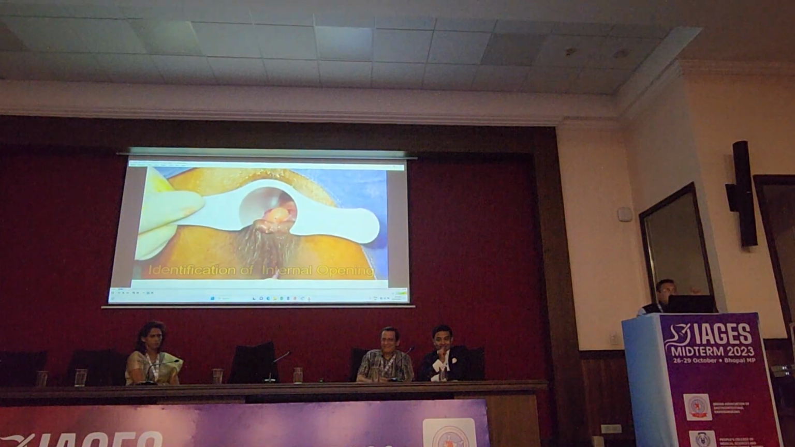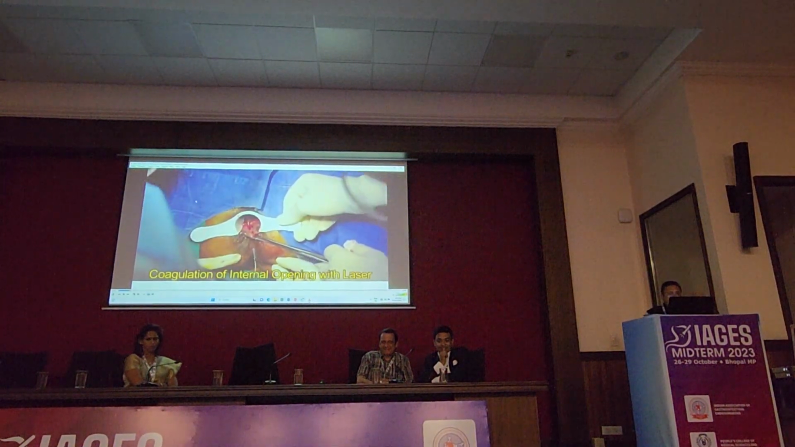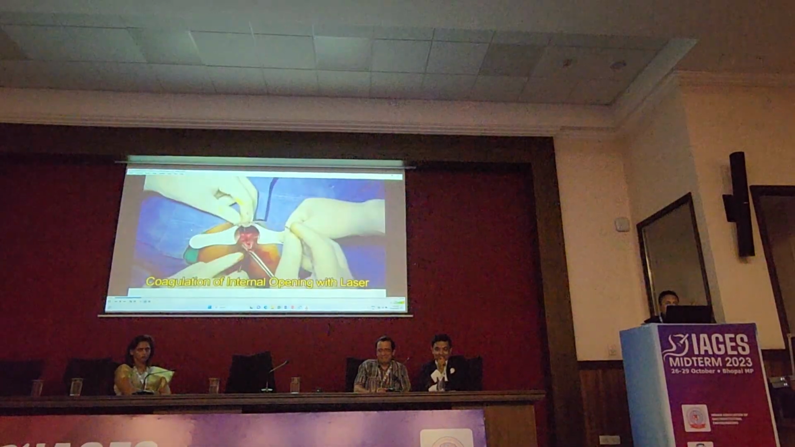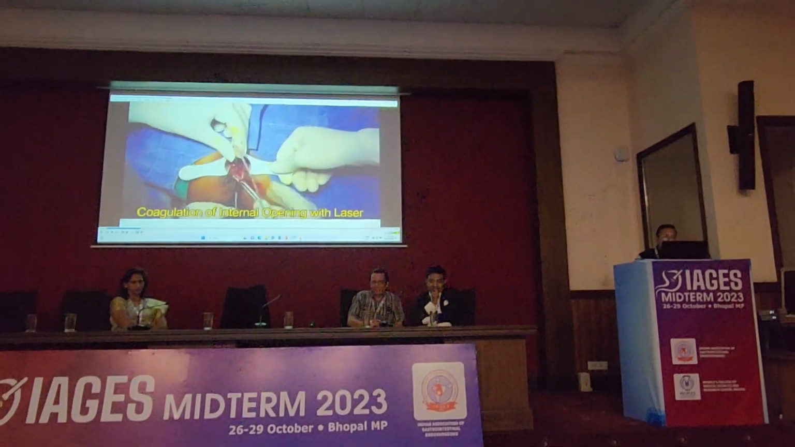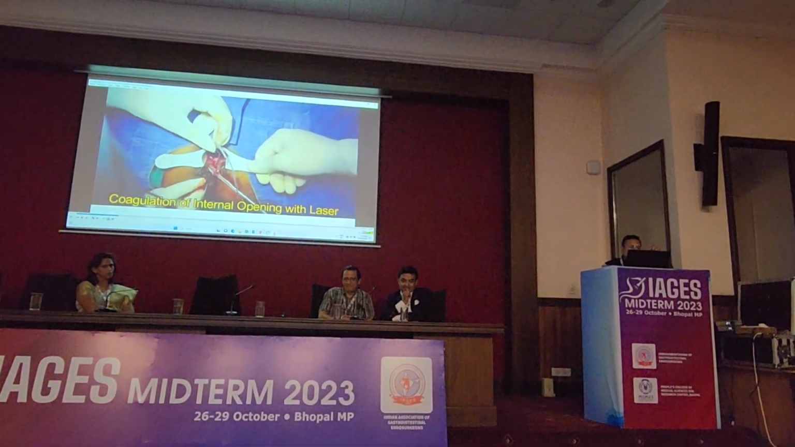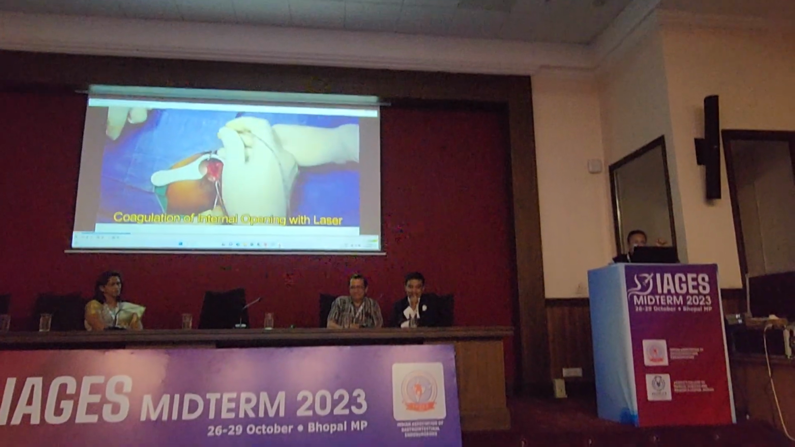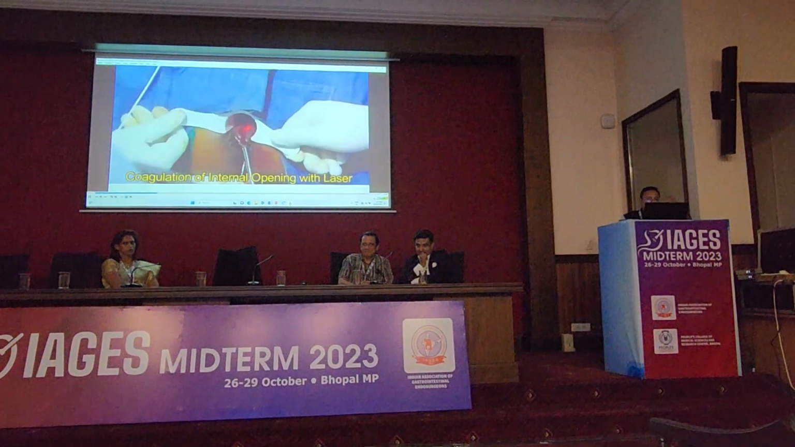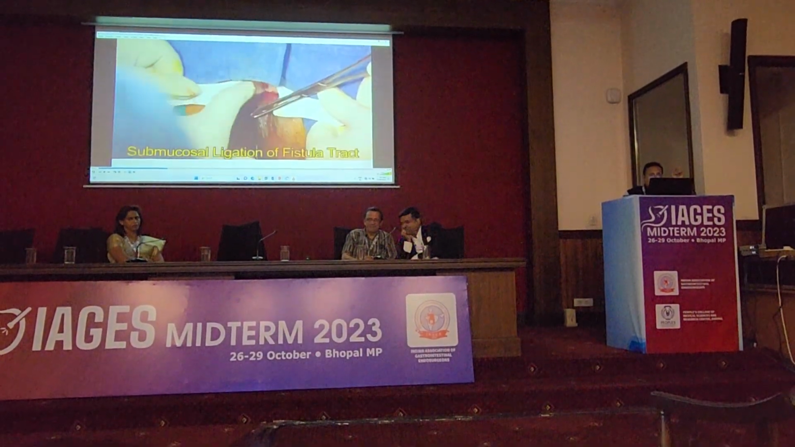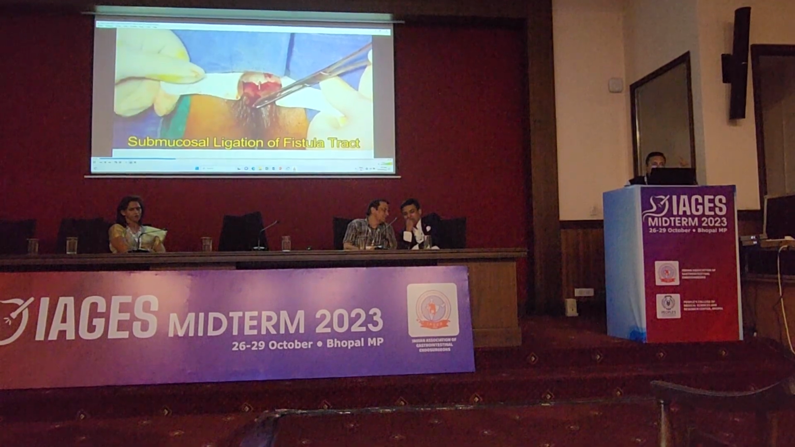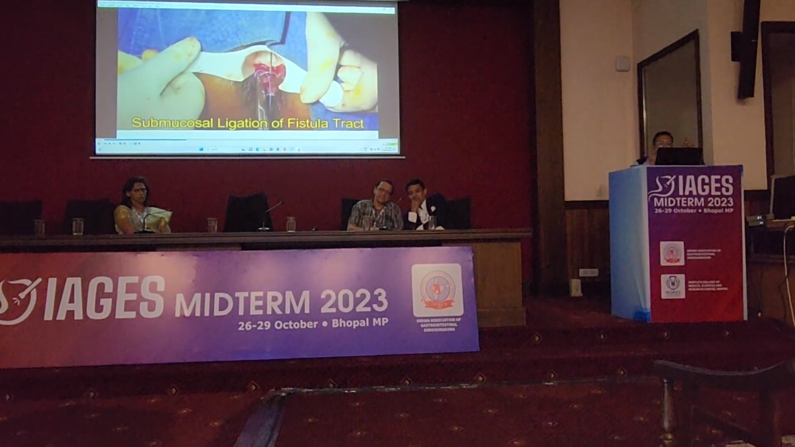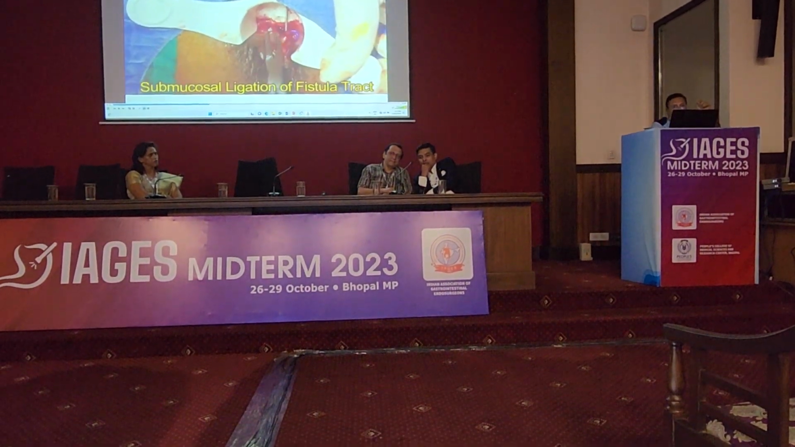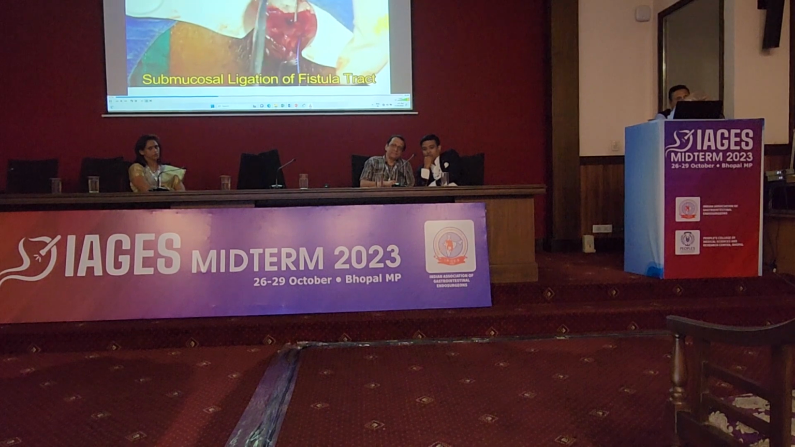So this is a modification of SLOFT. In this you can see we are probing the tract, and we are railroading the laser fiber inside. First we have given the laser after debridement and all. Now we will be doing the modified SLOFT or submucosal ligation of fistula tract. In this we are not cutting submucosally, we are putting the probe and we are directly taking the bite in front and in back of the probe in the manner of a figure of 8.